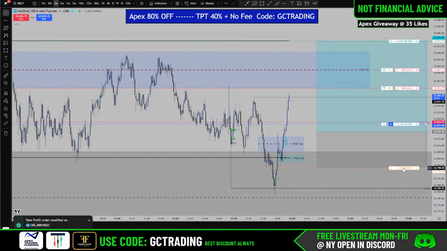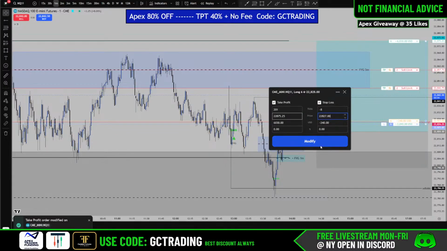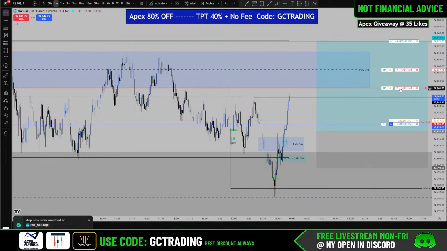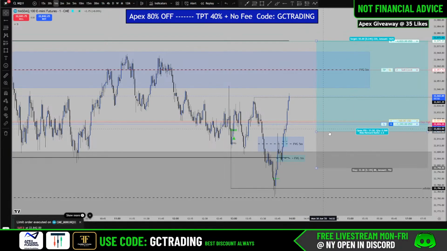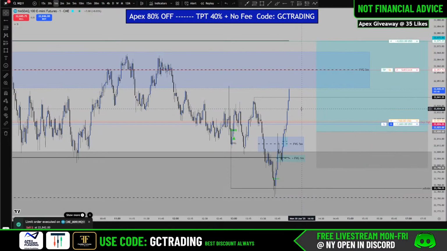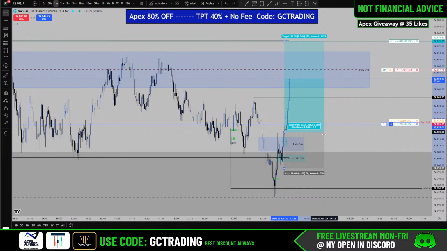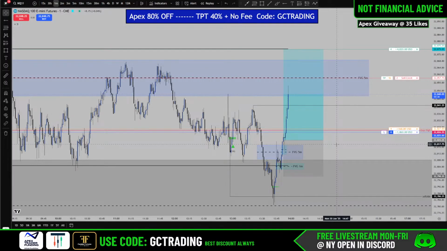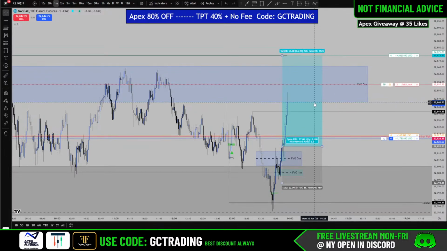All right, so at break even right there, I'm gonna go ahead and take these two off. There we go. Let me drag this over. So we just entered the 5-minute gap. We did take two off right here. Stop is at break even. Next target is the CE of the gap. After that is ORB high.